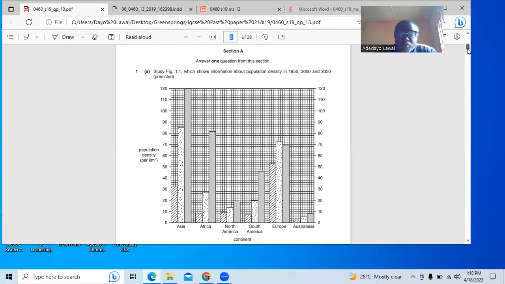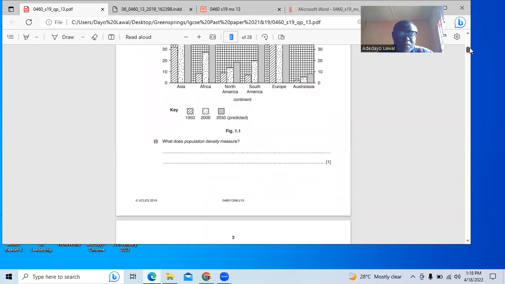Just look into the graph, look into the images, look into the pictures, and describe and answer 1 mark questions, 2 mark questions, whatever the case may be. Then the 4 mark questions are based on what you've read, what you know. So as we are going to see some of them, let's just start this.